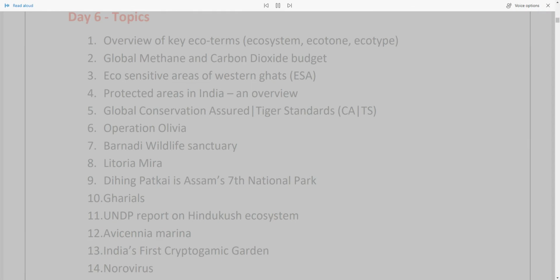Day 6 topics. 1. Overview of key ecoterms: ecosystem, ecotone, ecotype. 2. Global methane and carbon dioxide budget. 3. Eco-sensitive areas of Western Ghats, ESA. 4. Protected areas in India, an overview. 5. Global Conservation Assured Tiger Standards, CA|TS.